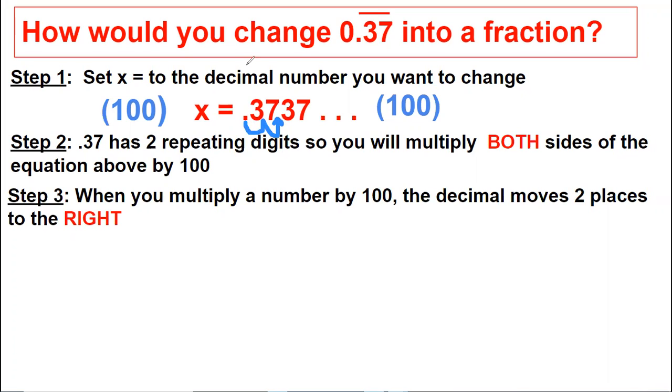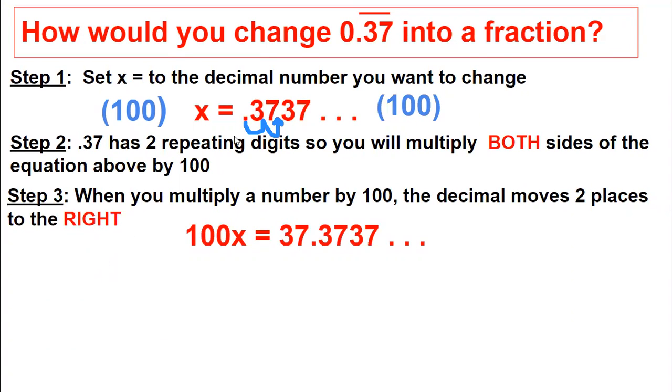Now our goal here is to get this 0.37 repeating to become a fraction, because we know that a fraction is a rational number, and we know that 0.37 repeating is going to be a rational number. So let's see what happens when we multiply by 100.